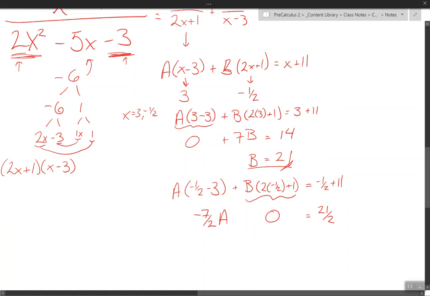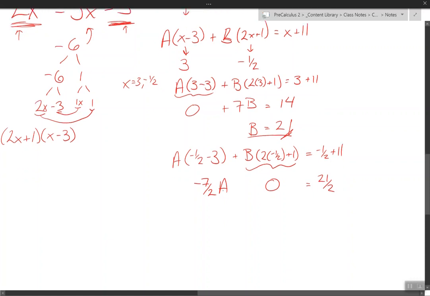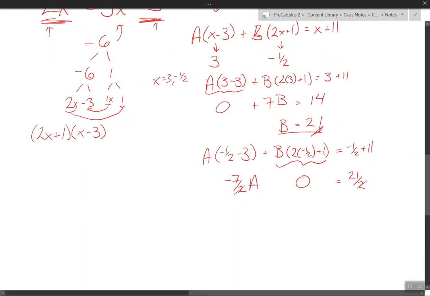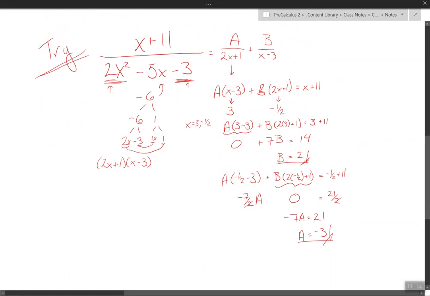Since they're both divided by 2, I can just multiply both sides by 2, get rid of those denominators. So we have negative 7a is equal to 21. Divide by negative 7, and we get another nice whole number. A is negative 3. Those are the two values that we need.